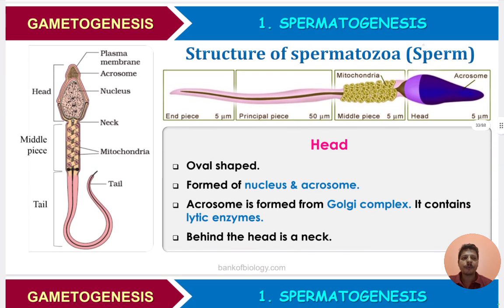First of all, the head portion. It is oval in shape, formed of nucleus and acrosome. Acrosome is formed from the Golgi complex. It contains lytic enzymes, hydrolytic enzymes, and behind the head the neck is present.